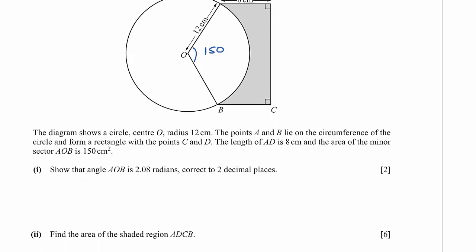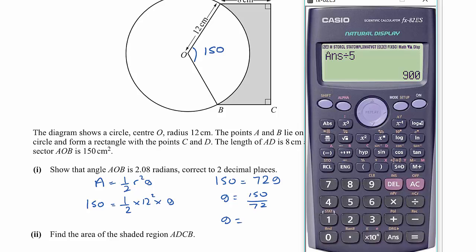Correct to 2 decimal places. Okay, so we know that if we're working in radians, the area is a half r squared theta. So 150 is going to be a half times 12 squared times theta. So 150 is, 12 squared is 144, half of that is 72 theta. So theta is equal to 150 divided by 72. And we can calculate that.